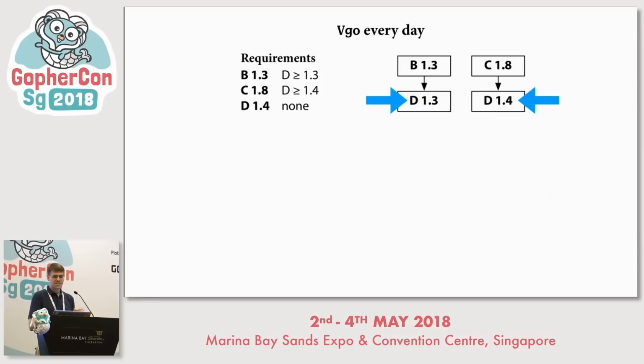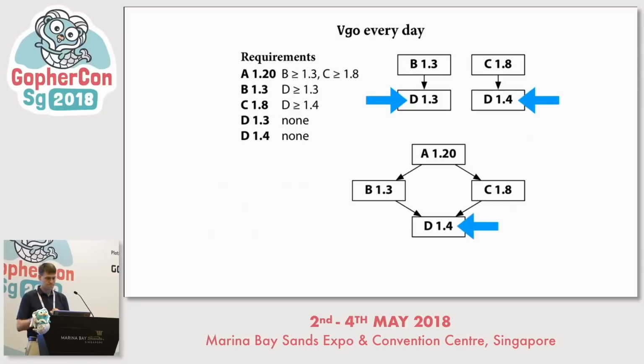Each package specifies a minimum version of each dependency. For example, B1.3 requests D1.3 or later, and C1.8 requests D1.4 or later. Vigo prefers to use those exact requested versions, not the later versions. If we're building B by itself, we use D1.3. If we're building C by itself, we use D1.4. If different parts of a build request different minimum versions, Vigo uses the latest requested version. So the build of A sees requests for D1.3 and D1.4, and it chooses D1.4.